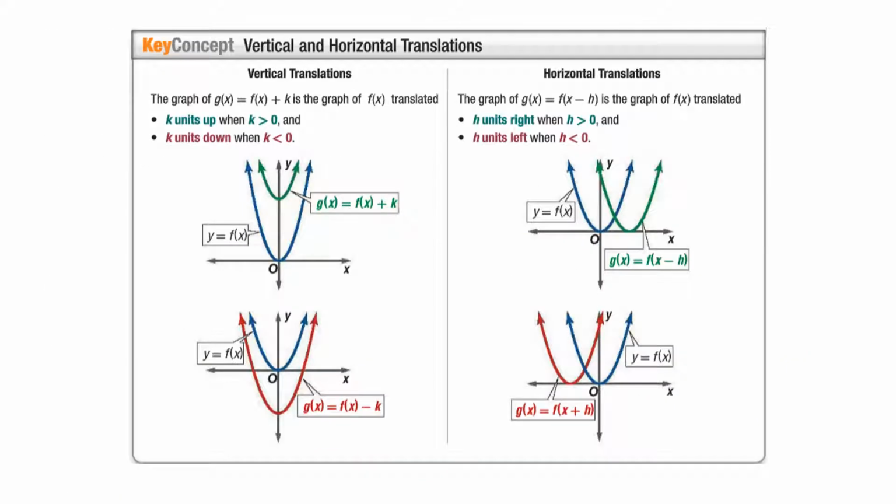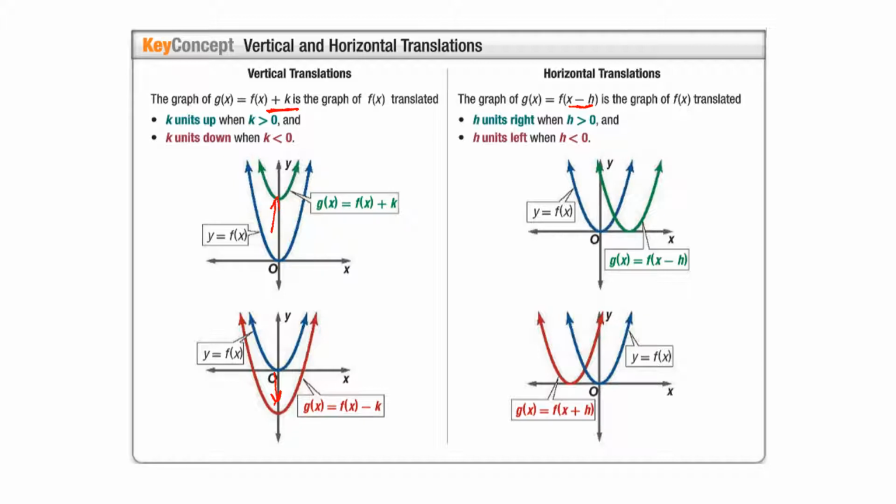So we can have translations when it's plus k. We always think of plus k. If k is positive, it's going to move it up. If k is negative, it's going to move our graph down. Also, horizontal translations are inside the function. Notice this one is outside the function. This one is inside the function.